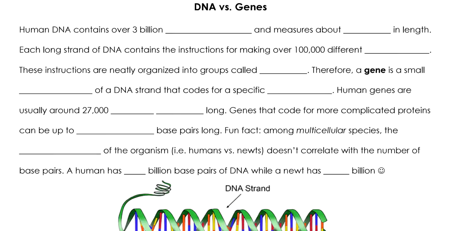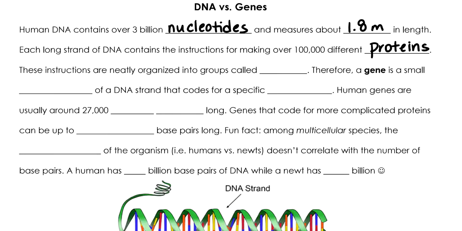Human DNA contains over 3 billion nucleotides and measures about 1.8 meters in length. This is pretty long, and all of that is stored inside every single one of your cells. Each long strand of DNA contains the instructions for making over 100,000 different proteins to support all your body functions.